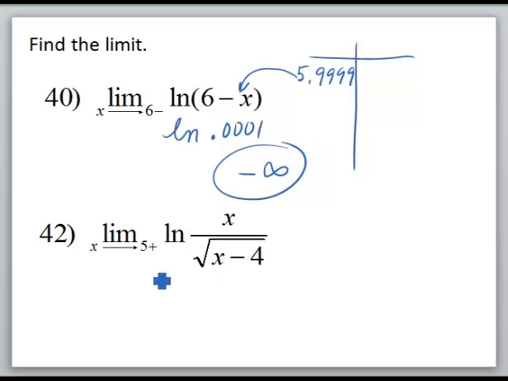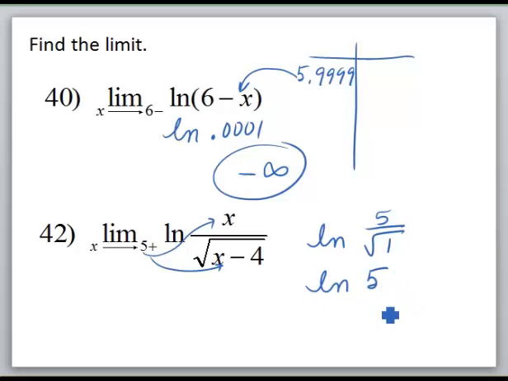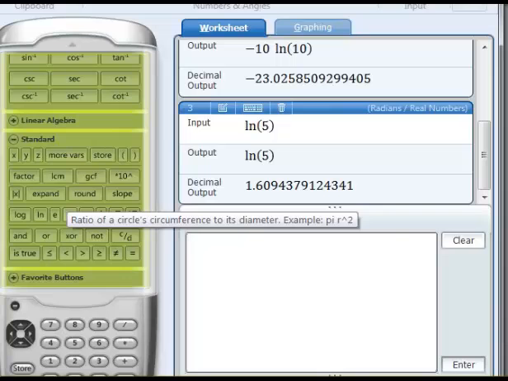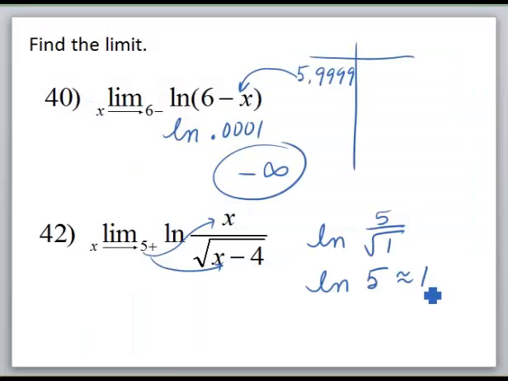On the second example, we always want to try plugging in the number first. So I get ln of 5 over the square root of 1. Well, that works out just fine. I can just say this is equal to the ln of 5. When I want to know what the ln of 5 is, I just type it in. ln 5 is 1.61, so I could say this is approximately 1.61.